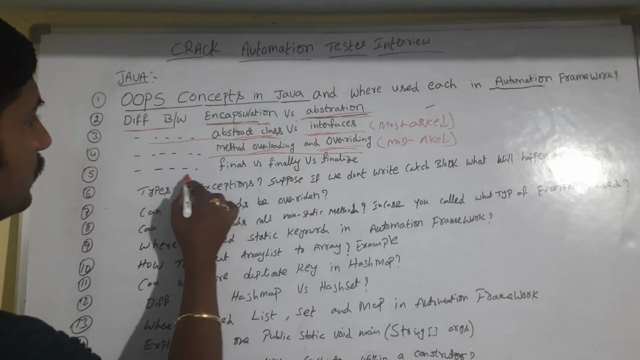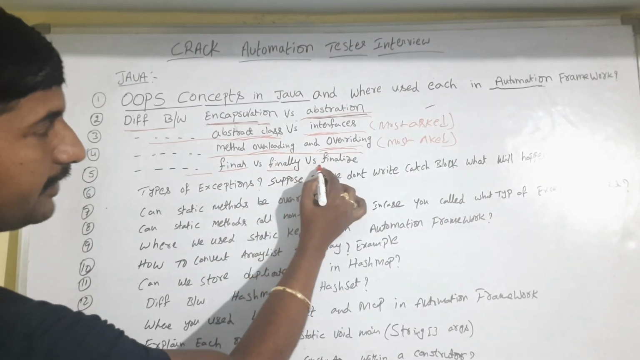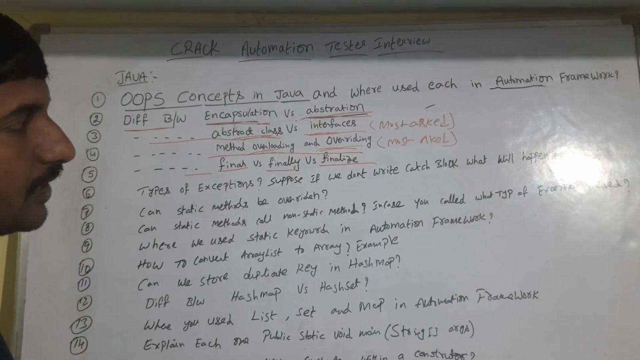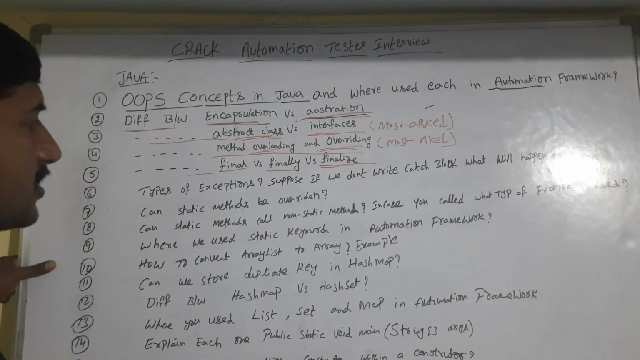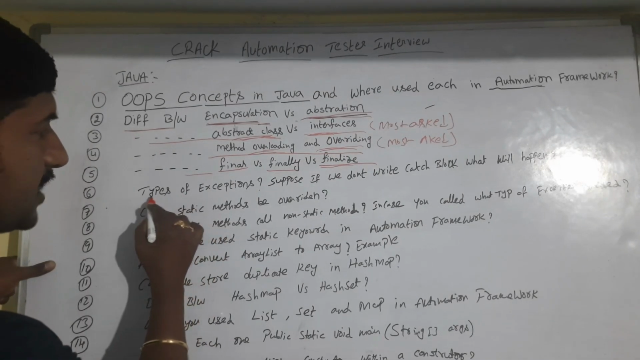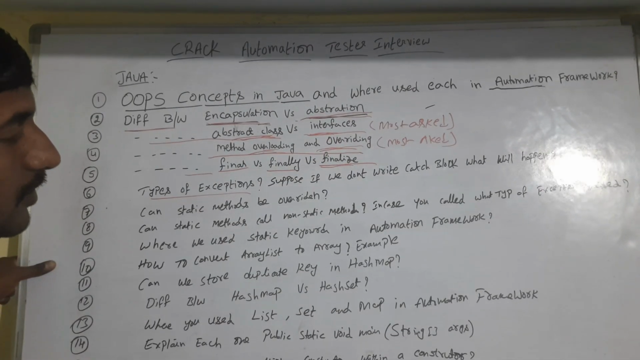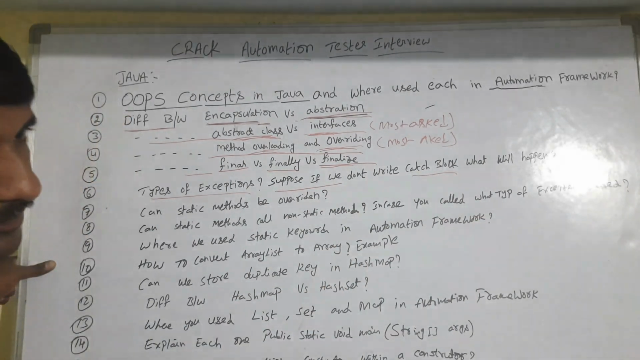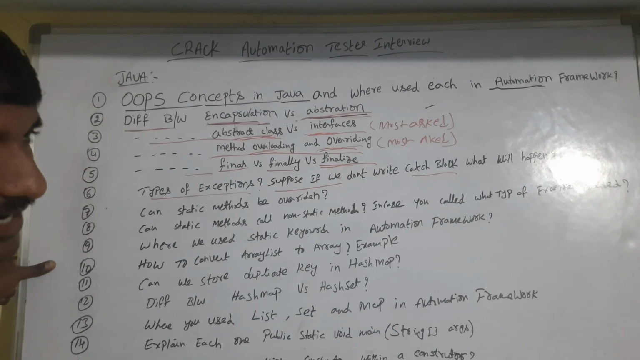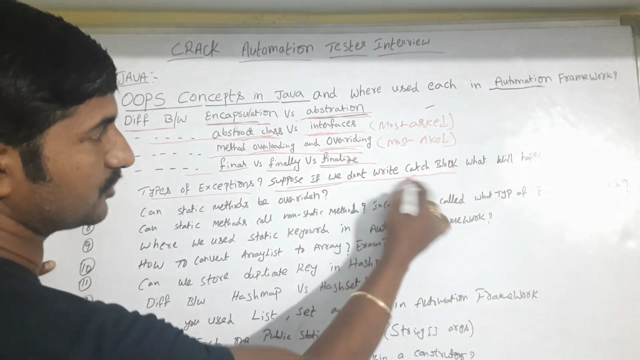And also one more difference you might expect: what is the difference between final, finally and finalize? You can expect this question also. Next, he might cover exception handling concepts. Can you explain different types of exceptions? And one more question he might ask is, suppose you don't write a catch block: you have written a try block but you didn't write a catch block, will it execute or not? He might ask such kinds of questions as well.